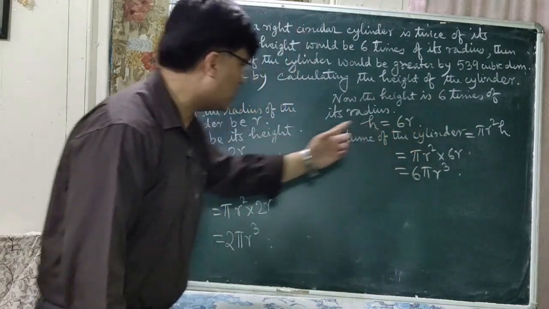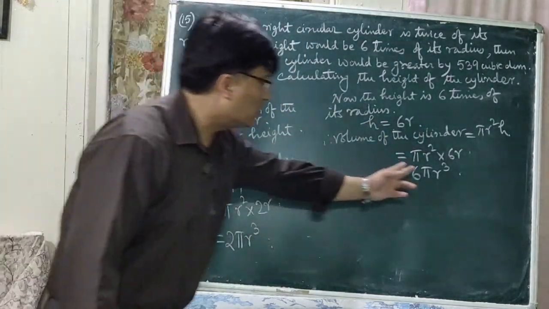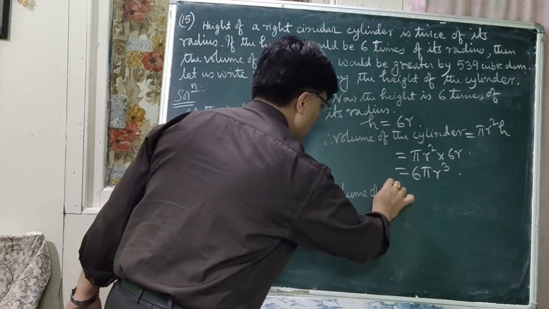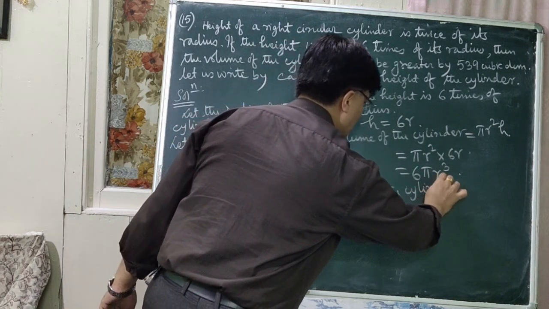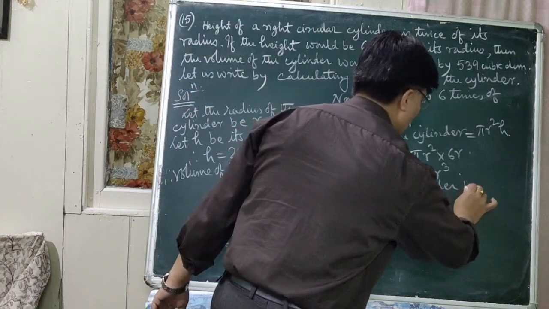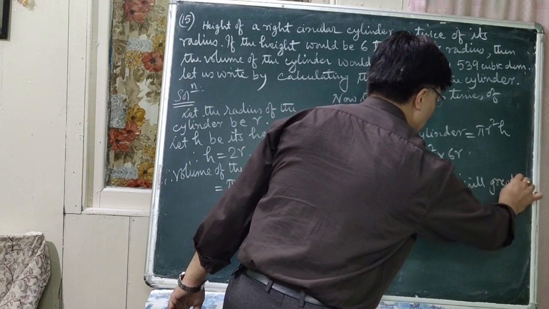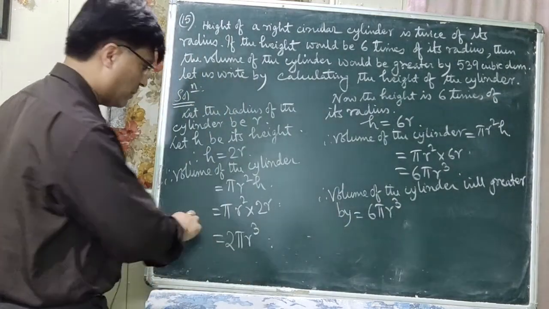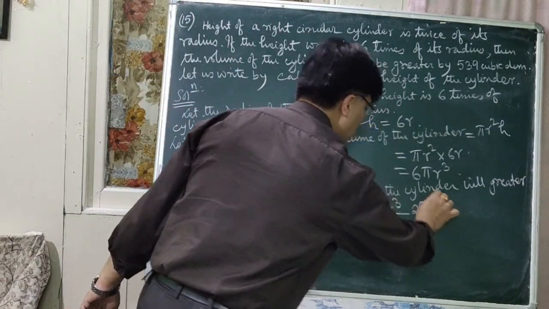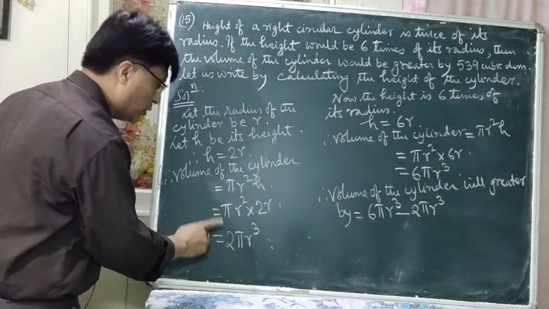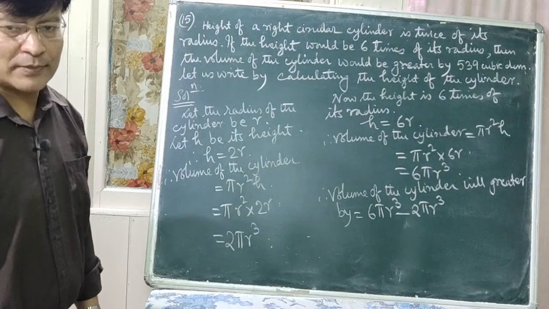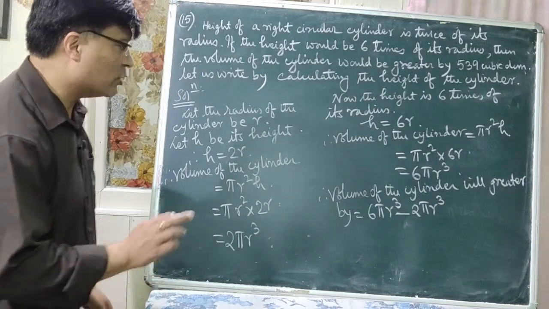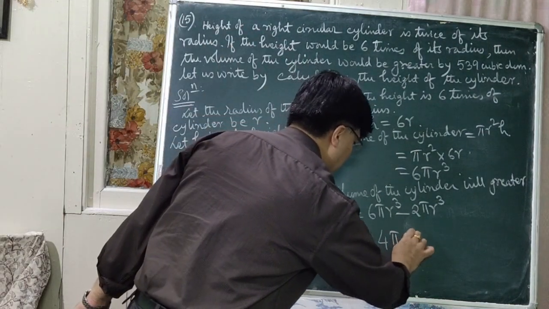So this volume of the cylinder is more than that volume by how much? This minus this. The volume of the cylinder will be greater by 6 pi r cube minus 2 pi r cube. Your 6 pi r cube is how much more than 2 pi r cube? That is, the volume will be greater by, so we subtract these two. So this is 6 pi r cube minus 2 pi r cube, which equals 4 pi r cube.